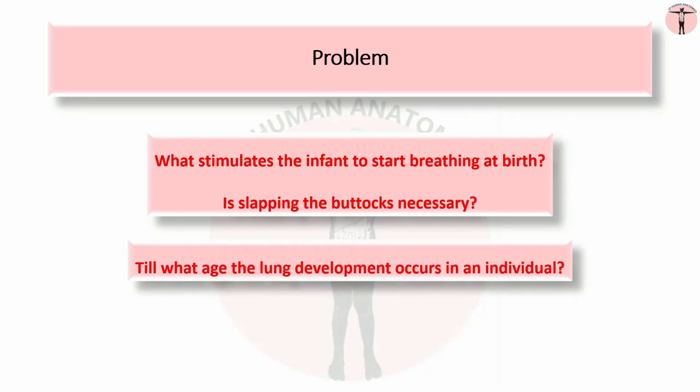Till what age does lung development occur in an individual? It develops even after birth till the age of 8 to 10 years.